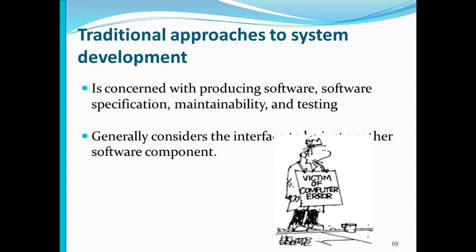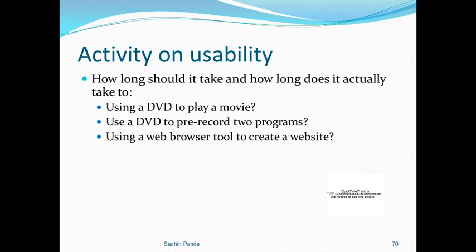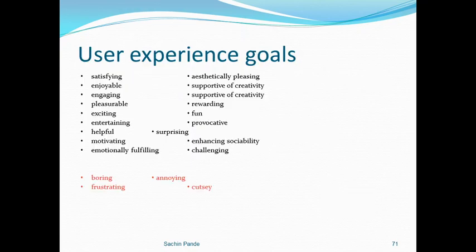So you will always find that traditional approaches to system development, like the software development lifecycle, give the user less importance. The traditional approaches are concerned with producing software, software specification, maintainability, and testing. Generally, one considers the user interface as one of the most important software components. This is the victim of the computer error that you can see. So what are the advantages of usability? You can always refer to the advantages of usability. How long does it actually take to record a DVD to play a movie? Use a DVD to pre-record programs and use a web browser tool to create a website.